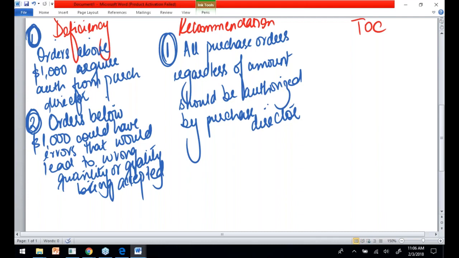Question: Do we have to link with financial statements all the time? No. For control deficiencies, you don't have to link with financial statements. For control deficiencies, you have to link them with the business, the impact on the business.